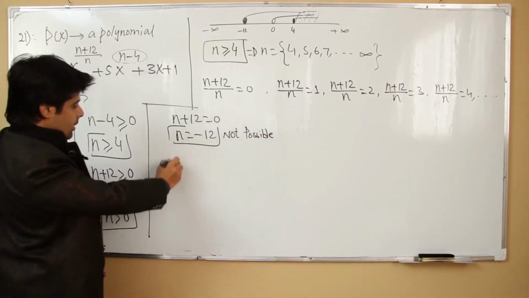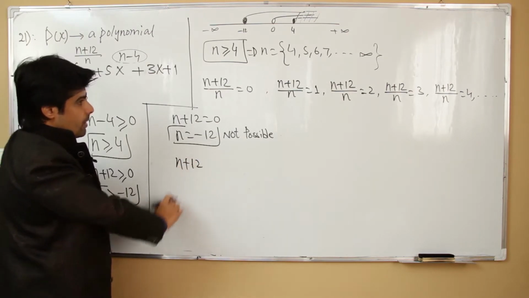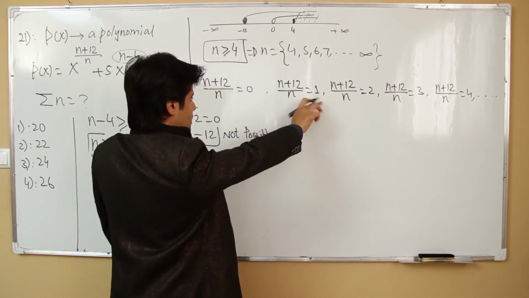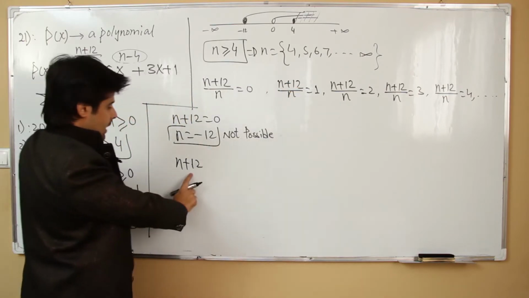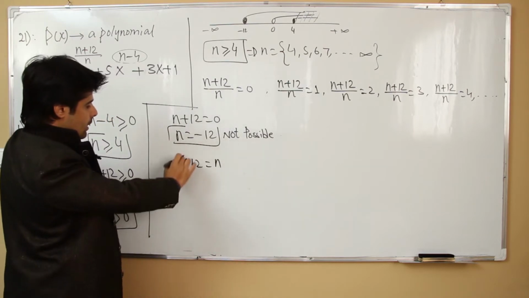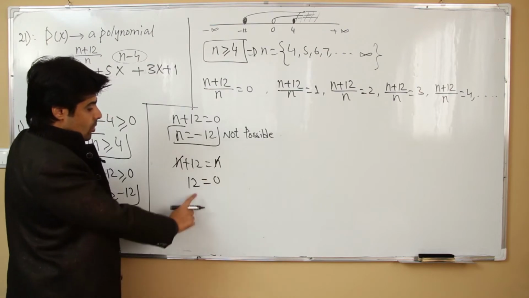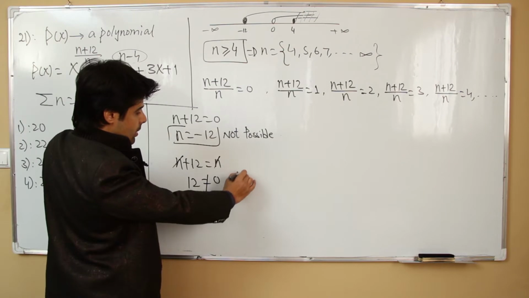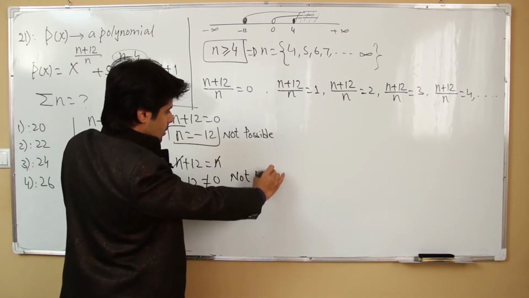The second one, n plus 12 over n equals 1. Make the cross multiplication. 1 times n plus 12, it's n plus 12, and 1 times n, it is n. Now n with n is cancelled. Here we have 12, here we have 0. 12 is not equal to 0, so this is not possible. Why? Because it's not an equation. It is not possible.